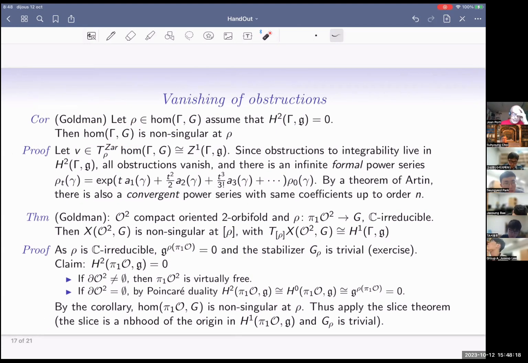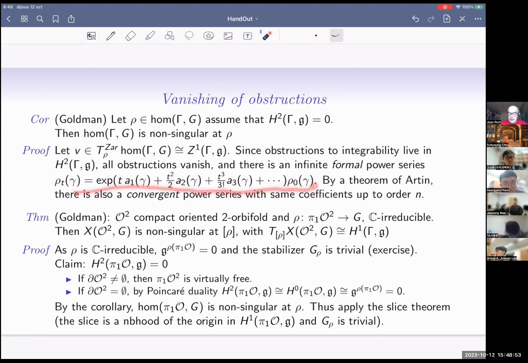So this is just an application of the obstruction theory. I start with a tangent vector, something in the Zariski tangent space. And I have all this obstruction theory and they live in H2. So what can I say is that all obstructions vanish, just because the space where they live is zero. So I have an infinite formal power series, I write it like this, and I can write this algebraically forever without caring about convergence.